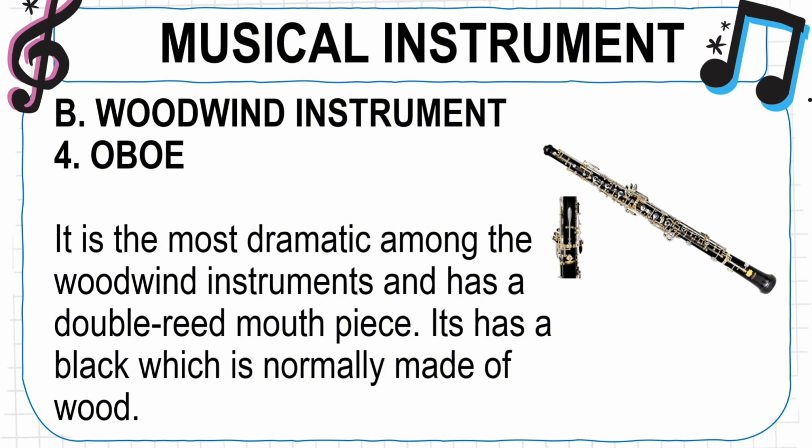Next, we have the oboe. It is the most dramatic among the woodwind instruments and has a double reed mouthpiece. It has a block which is normally made of wood.